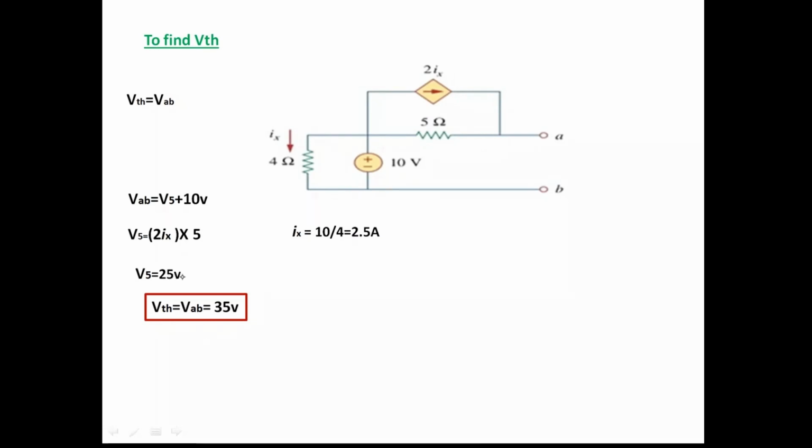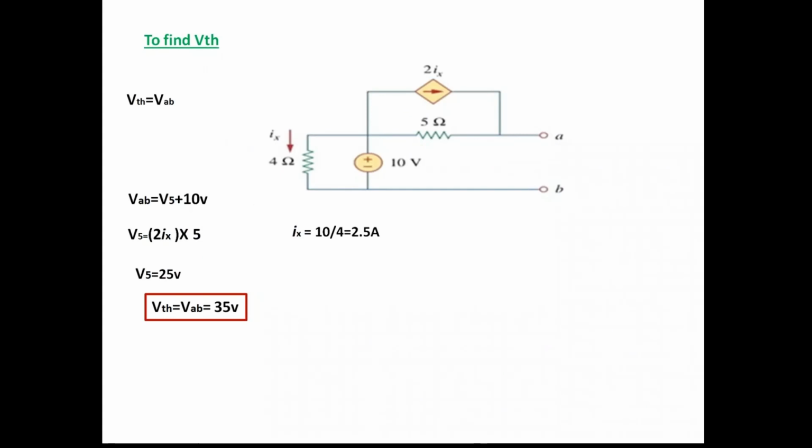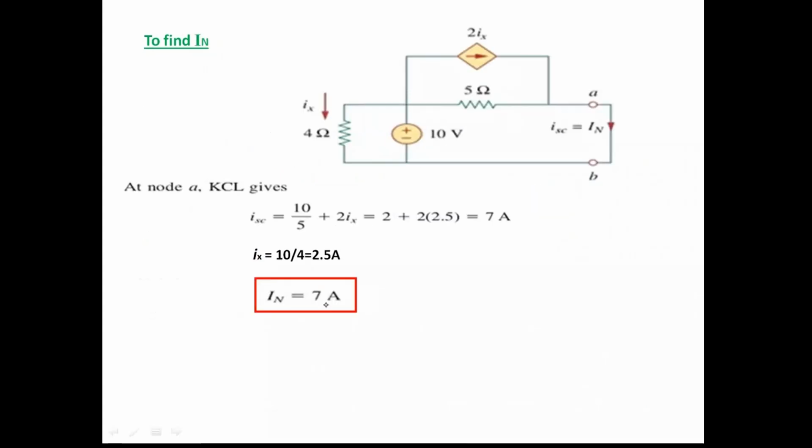So when V5 is 25 volts, you substitute that V5 here, which will be 25 plus 10. Therefore, you will get VTH as 35 volts. Once you get the VTH, you can find the Norton's current. What is the Norton's current? Norton's current is nothing but VTH by RTH. RTH already is 5, VTH is 35. Therefore, 35 by 5 will be 7. So your Norton's current will be equal to 7 amperes.